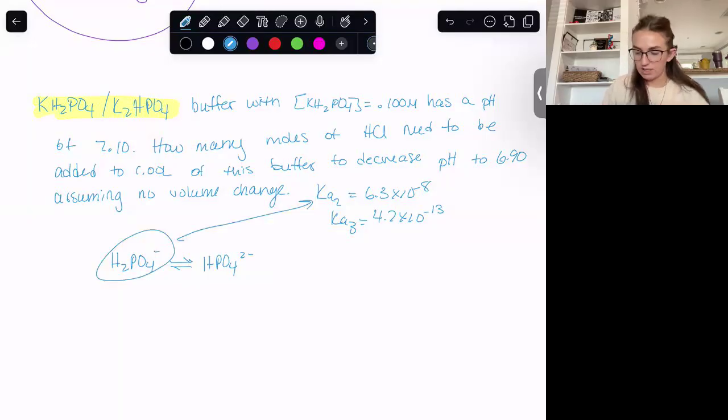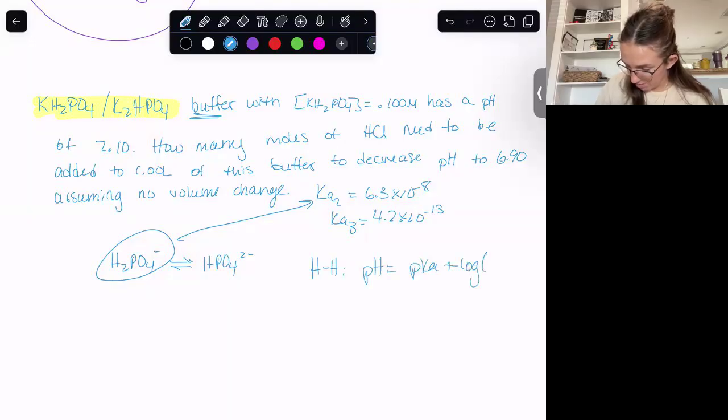So when we're setting up our buffer situation, we're given that it's a buffer, and we need to identify which K we're working with. Since it's the H2PO4, that's K2, because K1 would be H3PO4, and K3 would be HPO4. If we recognize that this is a weak acid, weak base buffer, we have to look at our Henderson-Hasselbalch equation, which is pH is equal to pKa plus the log of base over acid.